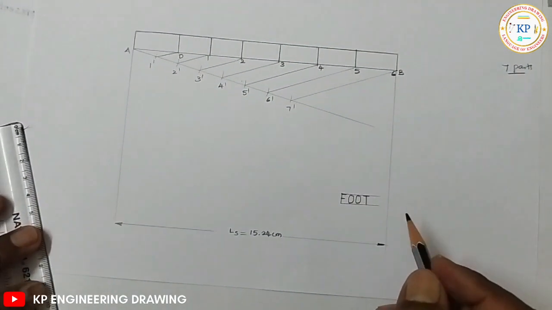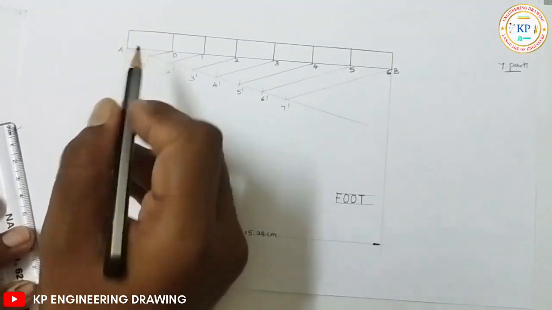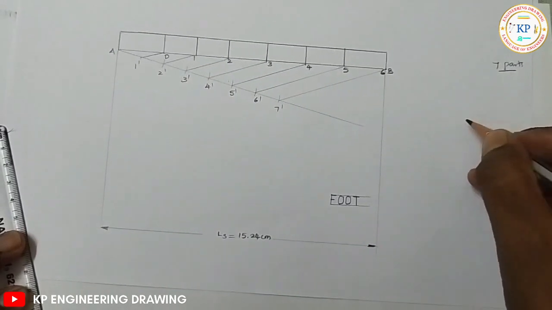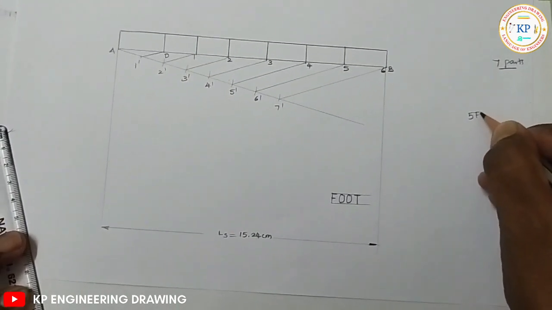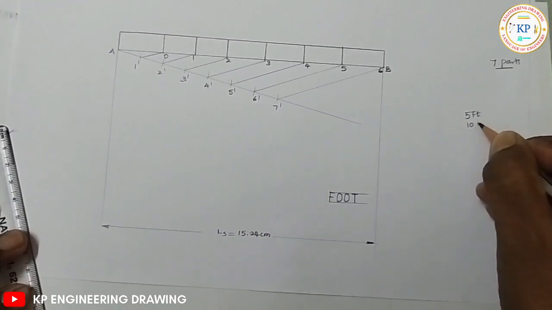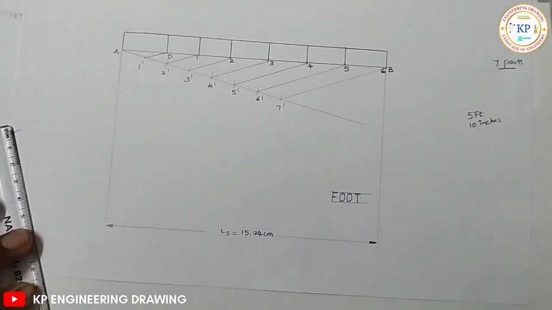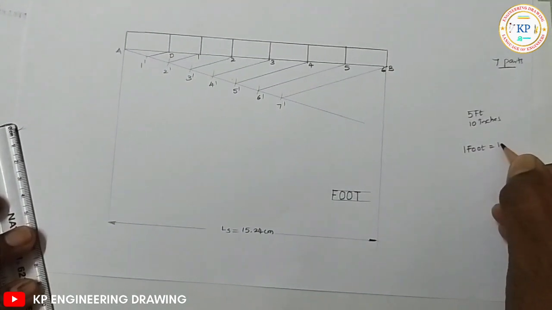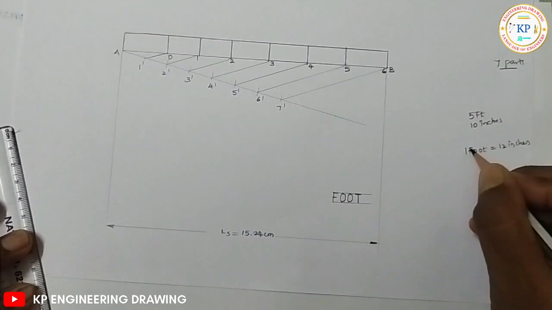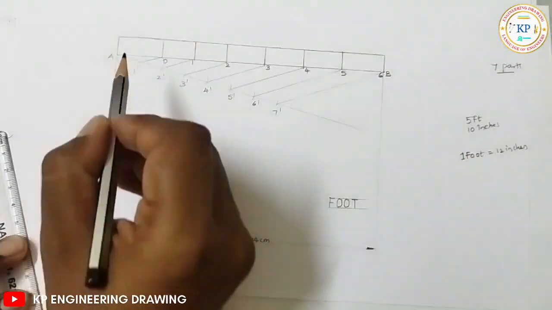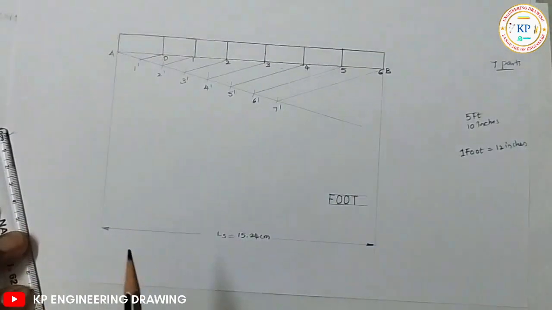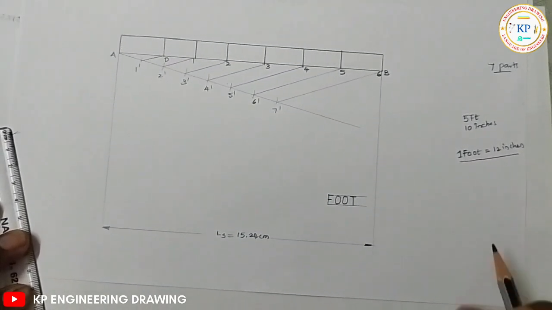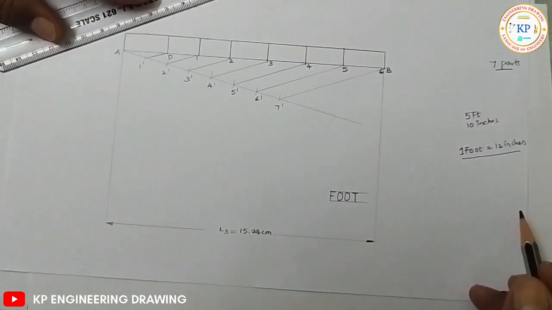Now we have to divide this foot into inches. Why? Because we need to mark 5 feet 10 inches. Already we know that 1 foot is equal to 12 inches. So you divide this 1 foot into 12 equal parts. Why? Because the conversion is like this: 1 foot is equal to 12 inches. So divide this into 12 equal parts.